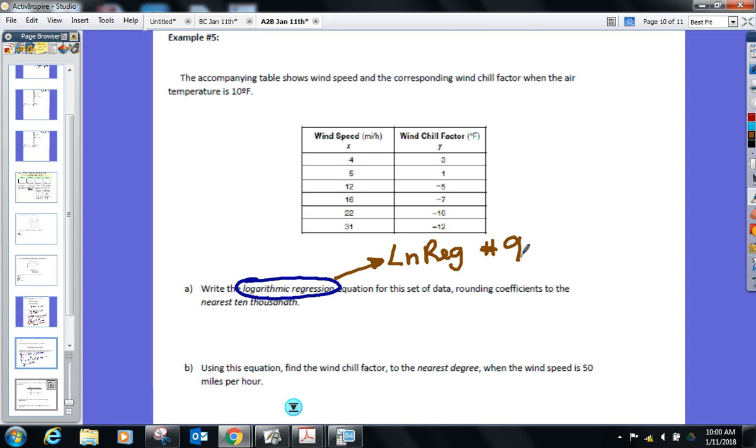Ready? Y equals, what's the A value they tell you? 13.013. What do I do with that 4? Keep it 4. Minus, well, it says plus, but it's a negative B. Everyone see it's a negative B value? So minus 7.3135 ln of x.